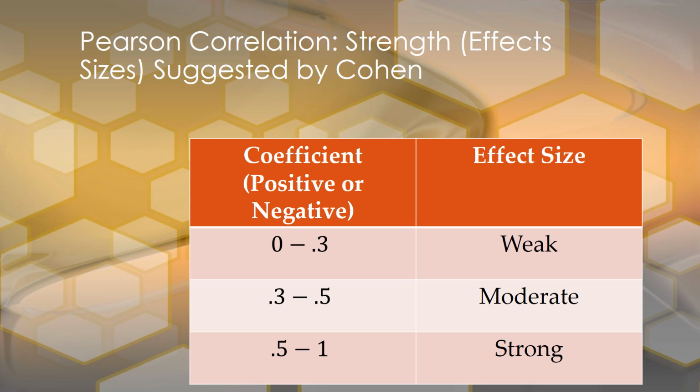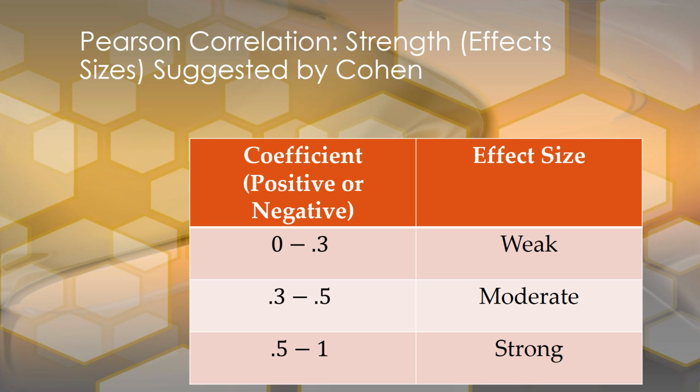Here are the effect sizes suggested by Cohen. So Cohen says that if the coefficient, positive or negative, so if you take the absolute value of the coefficient, is between 0 and 0.3, Cohen considers this a weak correlation. If it's between 0.3 and 0.5, this is a moderate correlation. If it's between 0.5 and 1, that's a strong correlation.